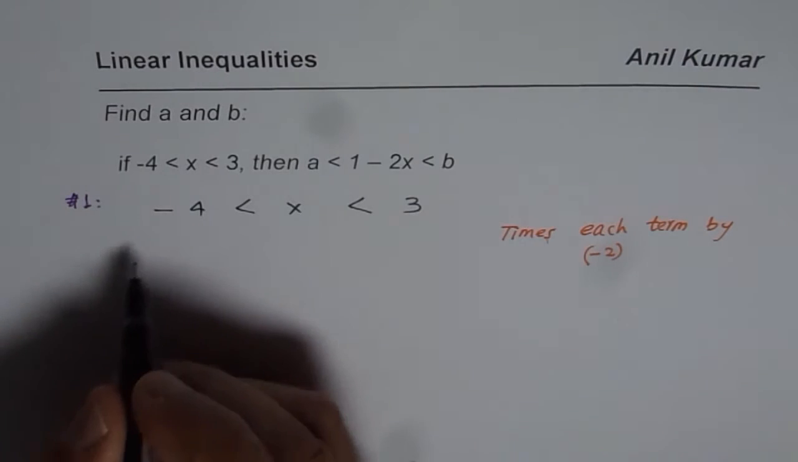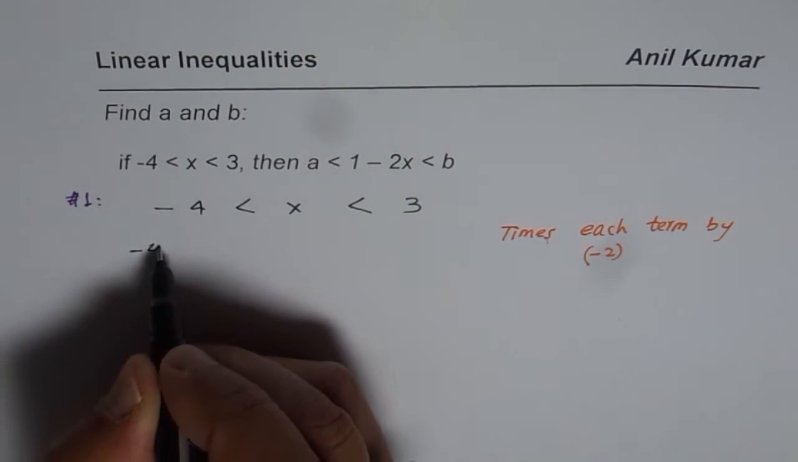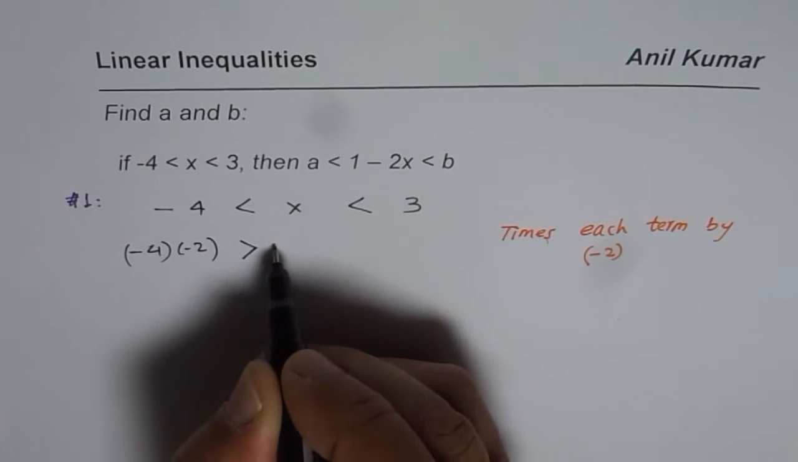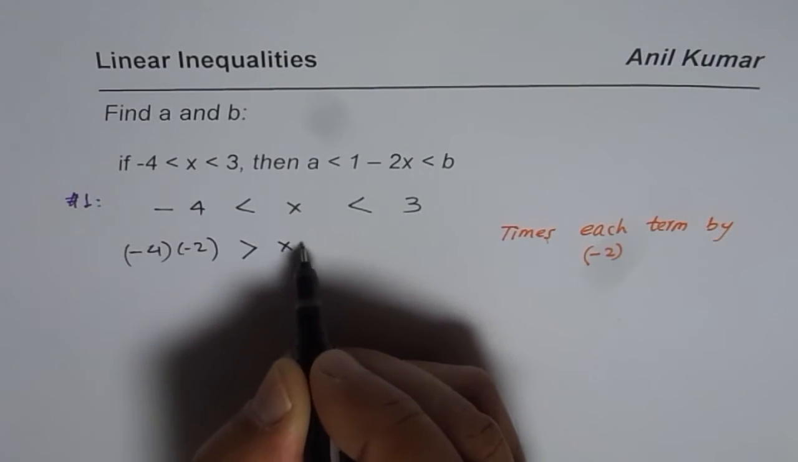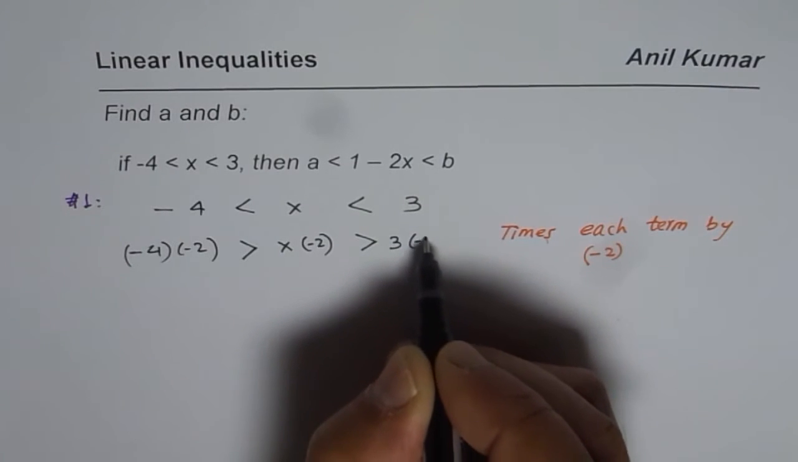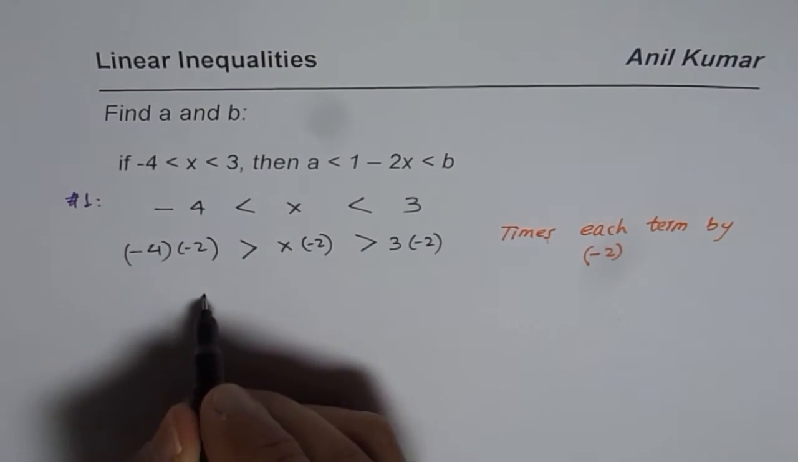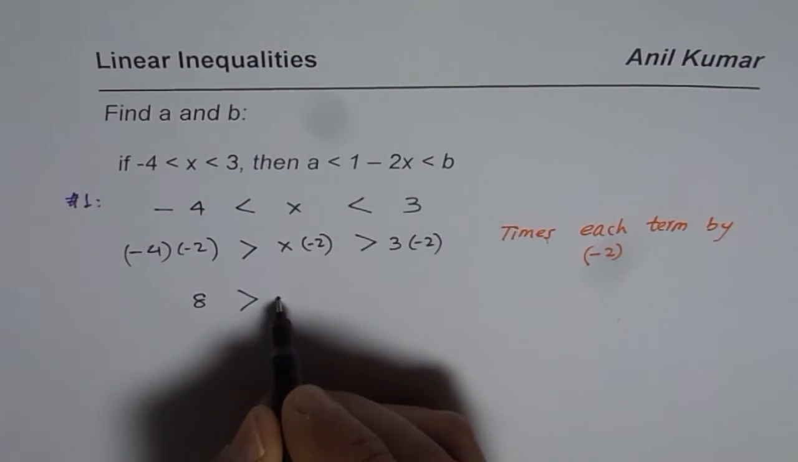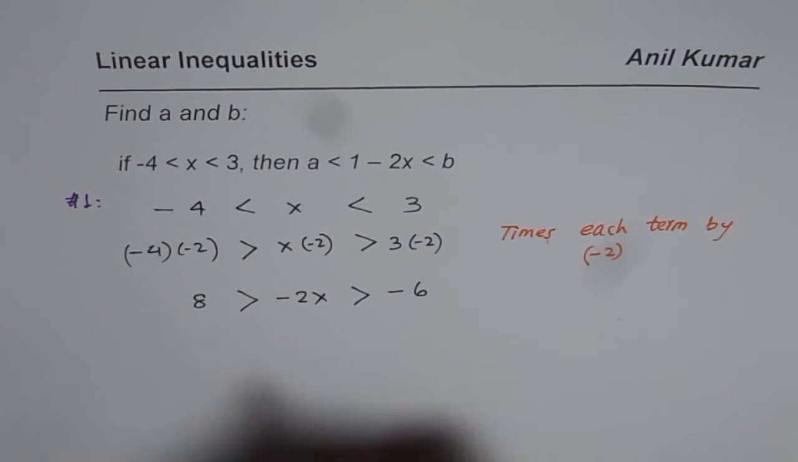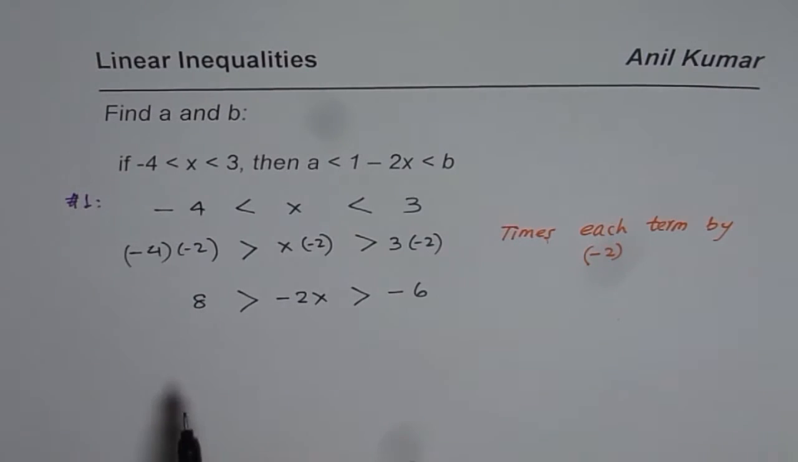So minus 4 times minus 2, the sign will reverse, and we get x times minus 2, the sign will reverse, and we have 3 times minus 2. So that is 8, and this is minus 2x, and then we have minus 6. Correct? It makes sense, correct?